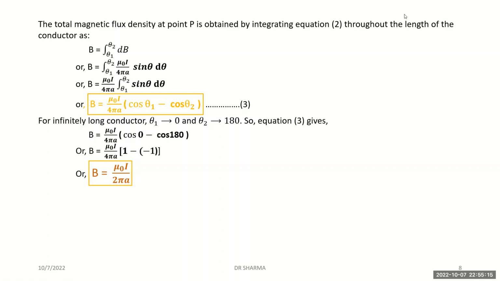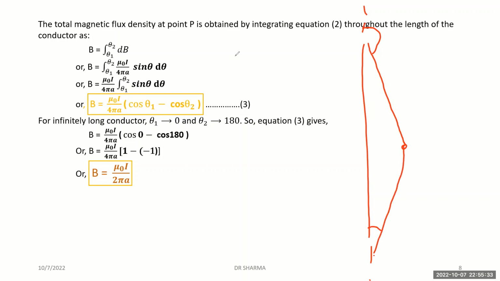That means if the conductor is infinitely long and the field point is there, one angle will tend to increase and the other angle will tend to decrease. So we use that limit.